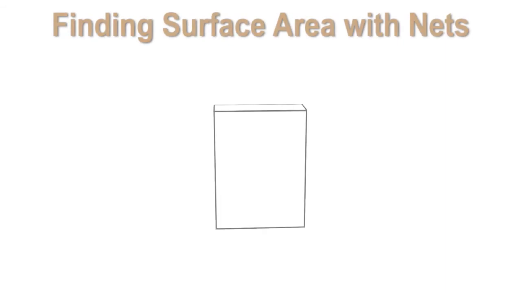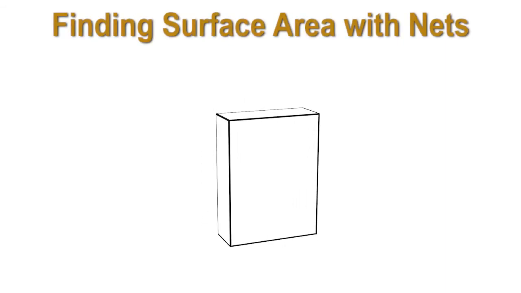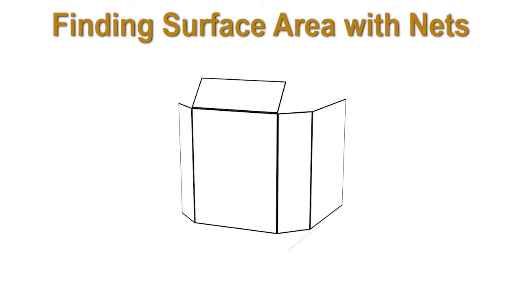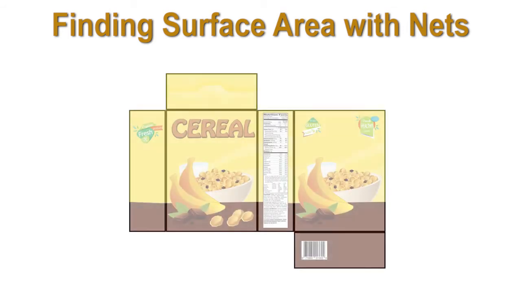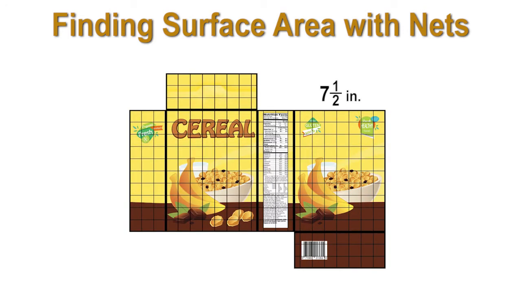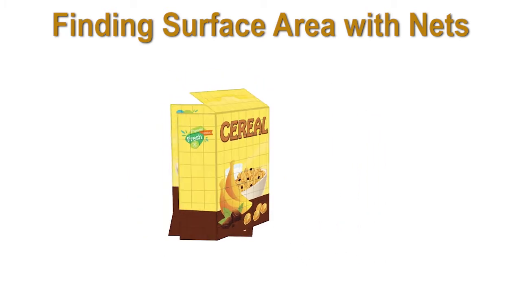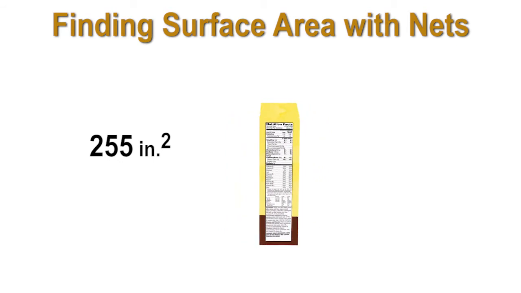Students will focus on finding surface area of right rectangular prisms by creating nets of the figure. A net is the shape that is formed by unfolding the outer surface of a three-dimensional figure. For example, here is the net of a cereal box with the length as 7 1/2 inches, the width as 3 inches, and the height as 10 inches. The area of each face is calculated, then added together for a total surface area of 255 square inches.